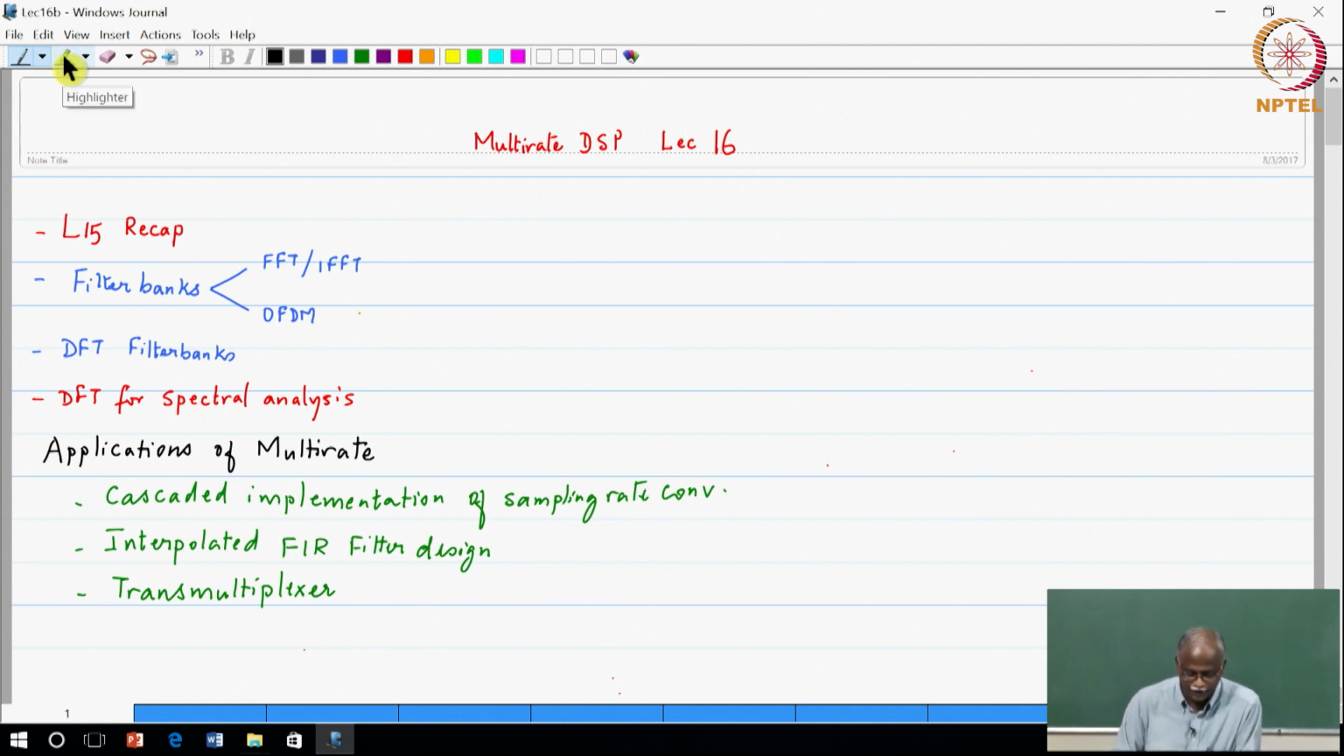pay close attention to. Of course, there are several flavors of applications to multi-rate, and what we will be doing is just touching upon a few of them, and in today's lecture and tomorrow's lecture, time permitting, we will look at some elements of the multi-rate and the techniques that we have developed. But basically we are going to introduce filter banks, and one of the manifestations or applications of filter banks is in spectral analysis, and that is what we will be looking at in today's lecture.